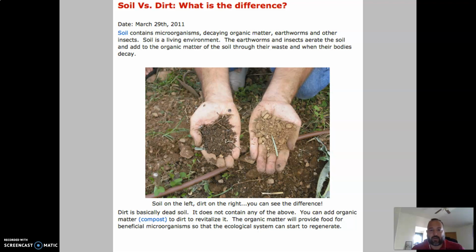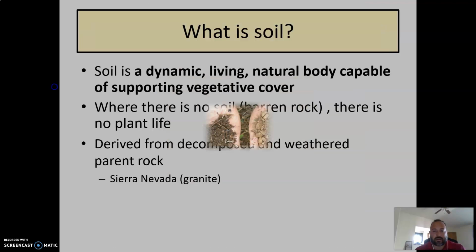It doesn't have the microorganisms within it. It doesn't have organic matter. It's just dead soil. Now, can you add water and organic matter to dirt and turn it back into fertile soil? Yes, absolutely. But for our case, soil and dirt are not saying the same thing. When we're talking about soil and we're talking about natural resources, we're using soil, not dirt.